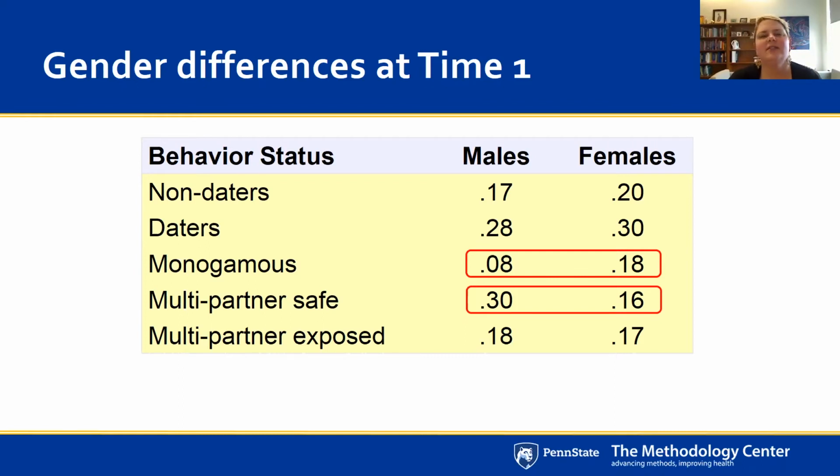And so this is just at time 1. What we see is at time 1, about 17% of the males are non-daters, about 28% of them are daters, and so on. In contrast, for females, about 20% of them are non-daters, about 30% of them are daters, and so on. So for non-daters, daters, and multi-partner exposed, the prevalence rates are about equivalent. And what we're seeing is that males tend to be more likely to be in the multi-partner safe class, whereas females are more likely to be in the monogamous latent class.